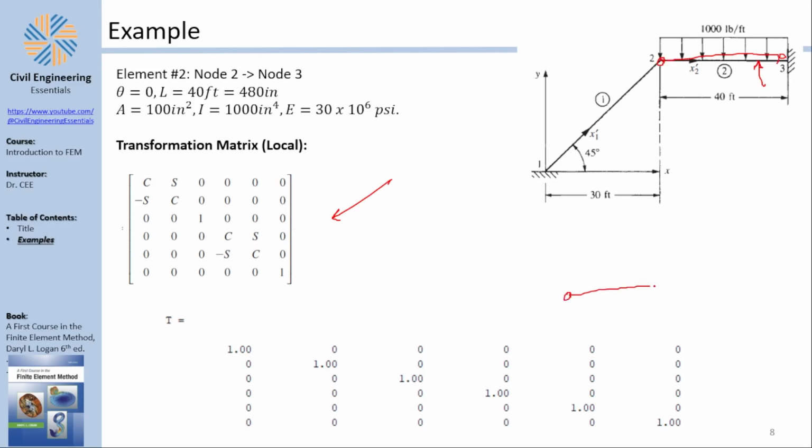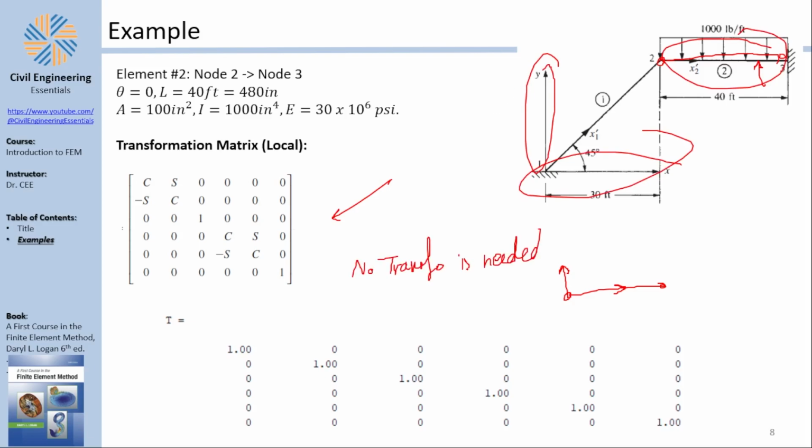So if something goes from node number 2 to node number 3, the local x-axis is going to be going to the right and the local y-axis is going to be going up. In other words, the local axes of element number 2 coincides with the global axis of the full structure, which means that no transformation is needed. So why are we calculating the transformation matrix? Truth to be said, we didn't need to do this step.